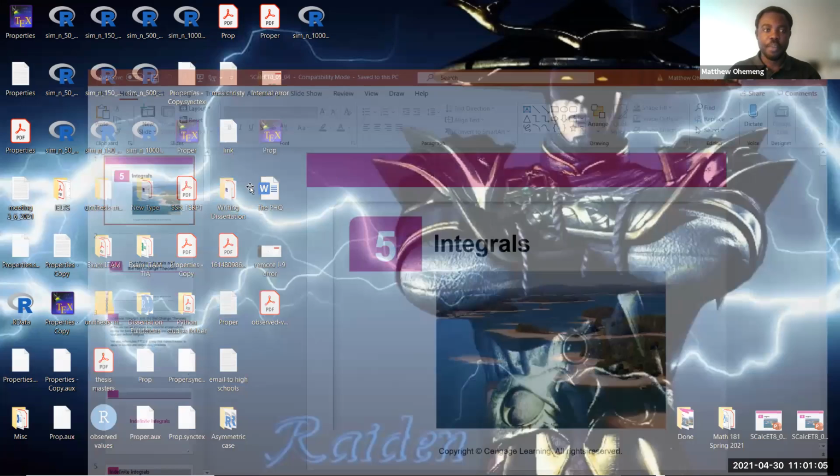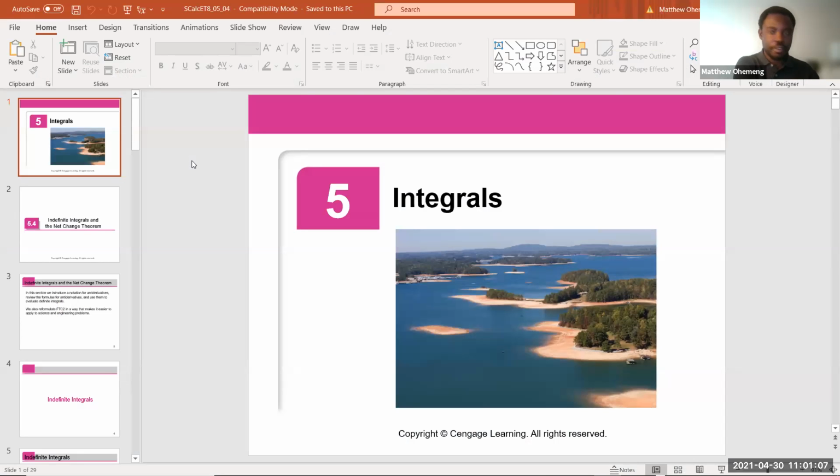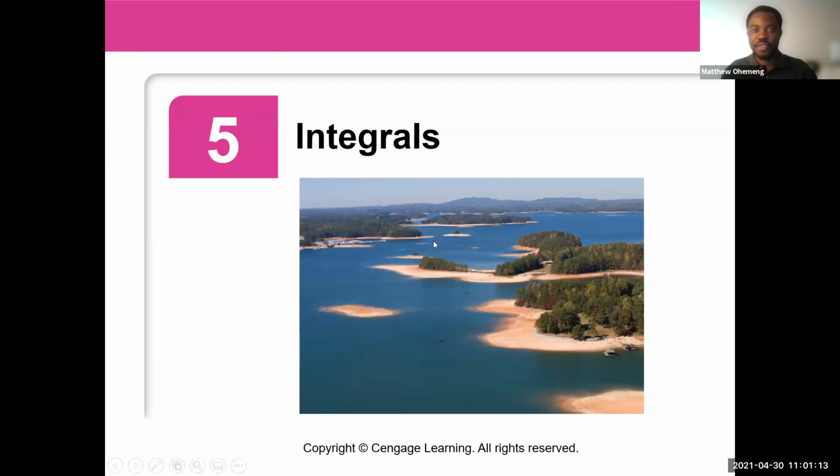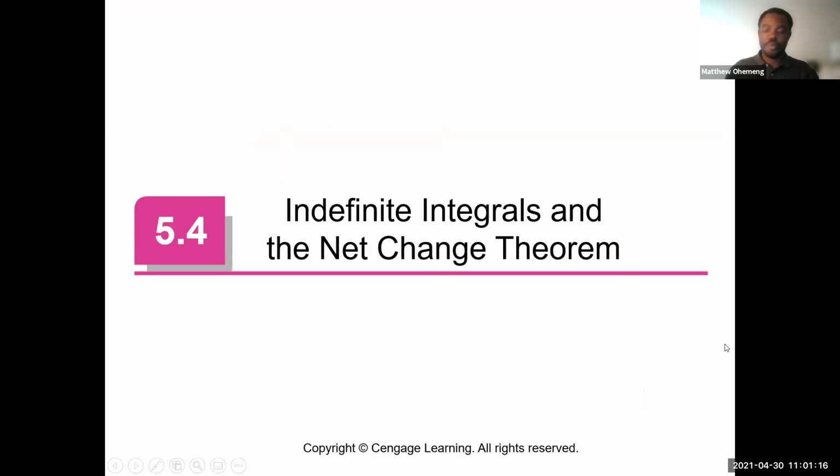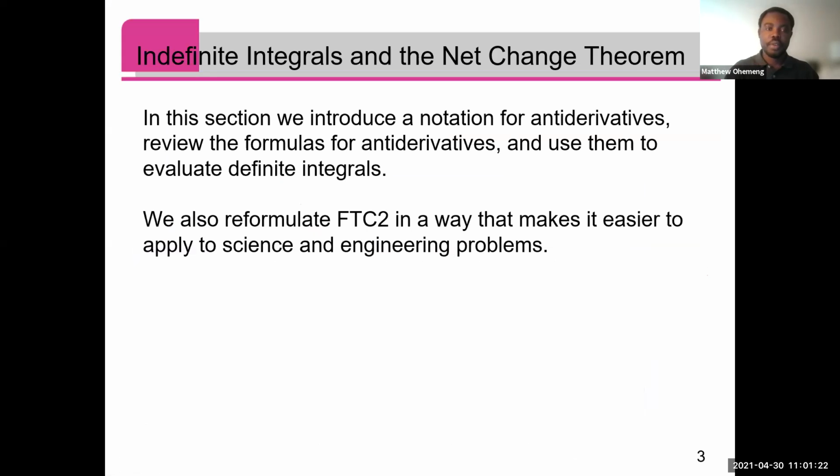You're on section 5.4, right? Last time we wrapped up on 5.3, but there's a continuation of what we saw in 5.3. So for 5.4, we are looking at the indefinite integrals and the net change theorem. Indefinite integrals and the net change theorem, right?